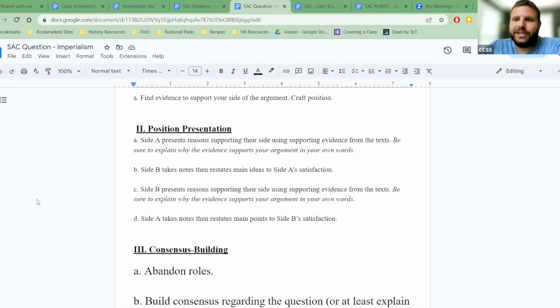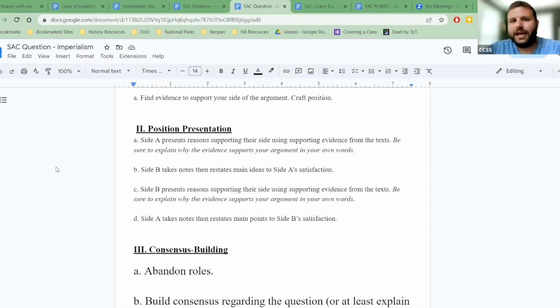So instead of a debate where each side is going tit for tat with facts, side A would present all of the evidence, all of the reasons that they feel support their side, using evidence from the different texts that we use. Some of those texts can be case studies that we've talked about, based on the prior session, talking about case studies of imperialism in Africa, India, China, and Japan. They can use that as evidence, but we also do some further historical document analysis.